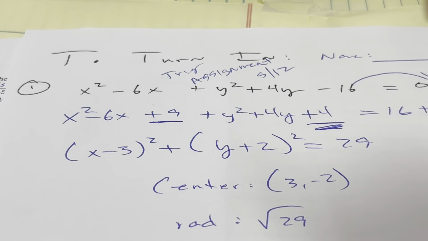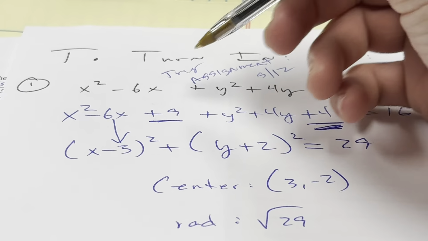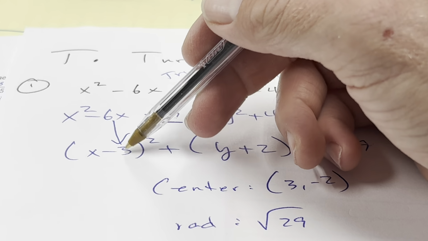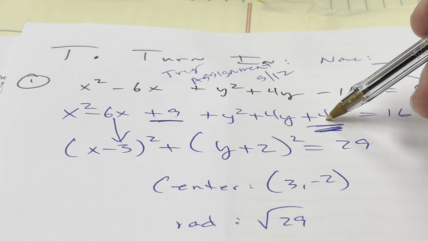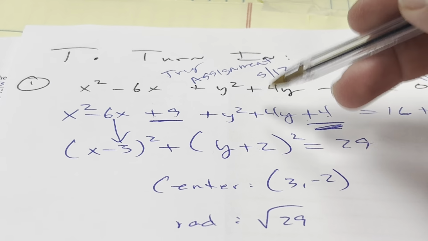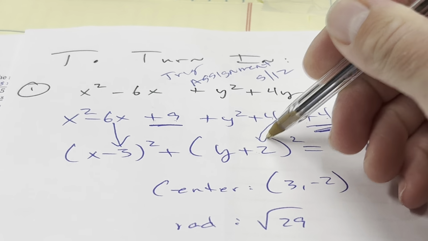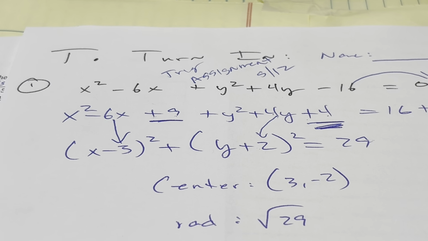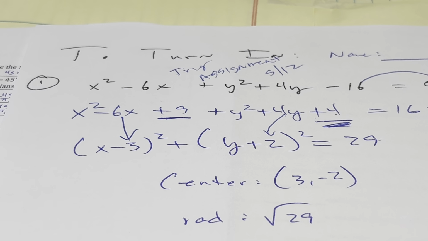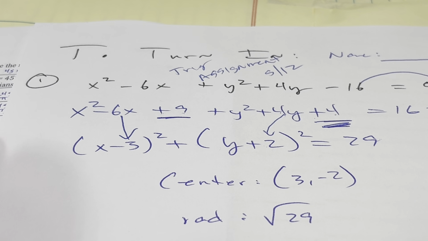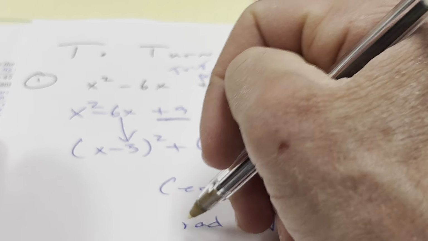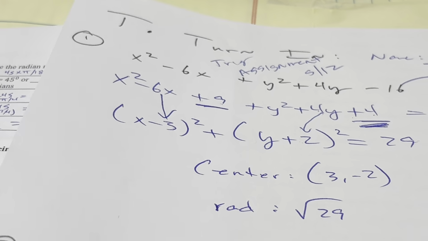Then I factor. It's always half the middle term, so it's got to be x minus 3. What multiplies to 9 and adds to -6? -3 twice. Multiplies to 4 and adds to 4? 2 twice, because half of 4 is 2. All right, so the center is (3, -2), and the radius is root 29.